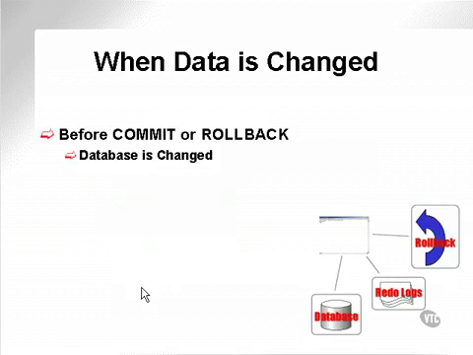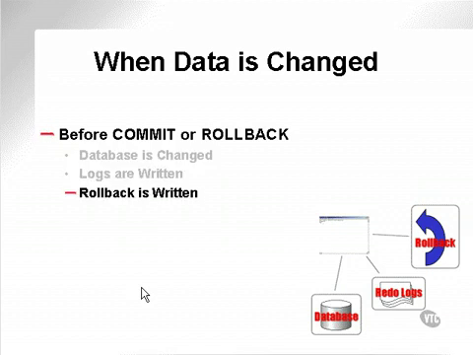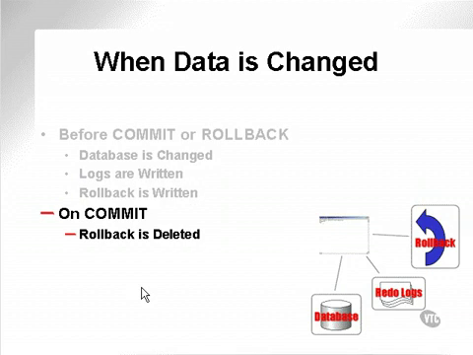Now let's take a good look at what actually happens to an Oracle installation when data is changed by SQL DML statements in a transaction. Let's say you execute either one or a number of DML SQL commands which make changes to the database. Before a commit or rollback command is executed, the database is actually changed. The logs, or redo logs, are written and the rollback is written too. When you execute a commit command, the rollback is deleted and nothing else is done.